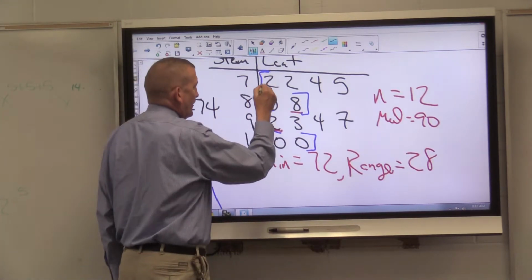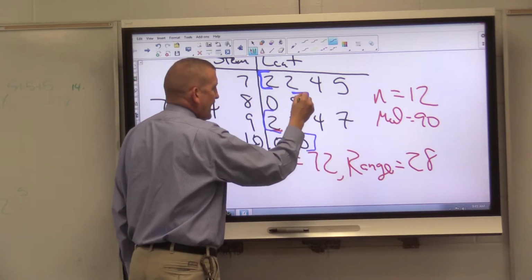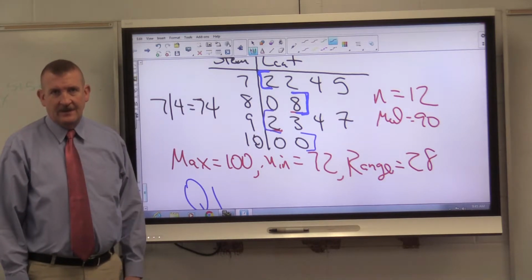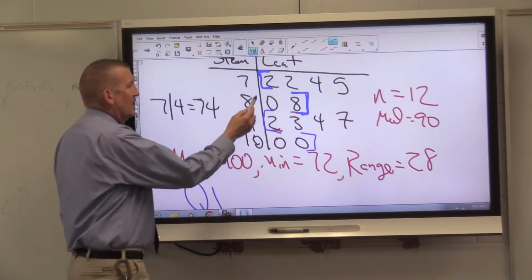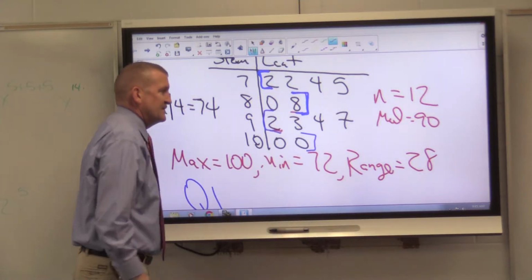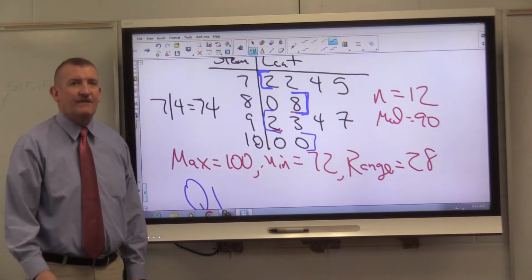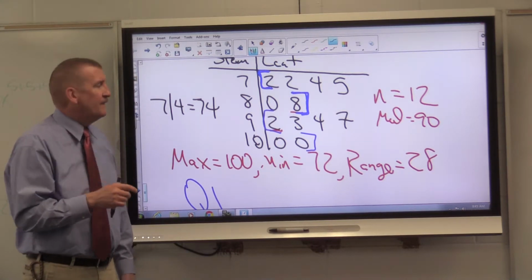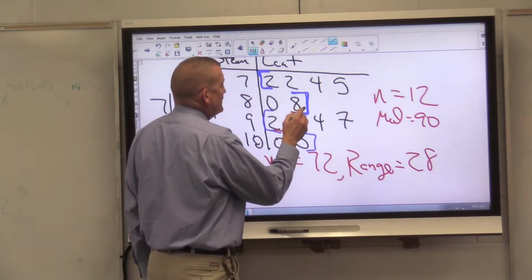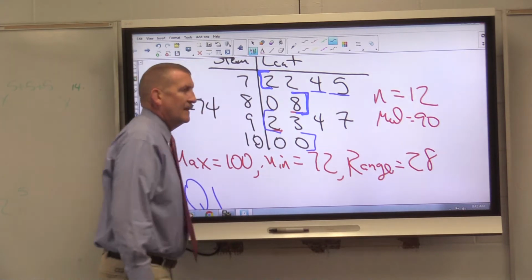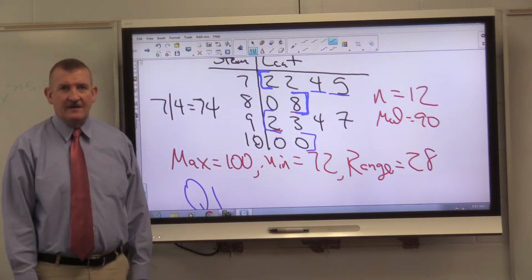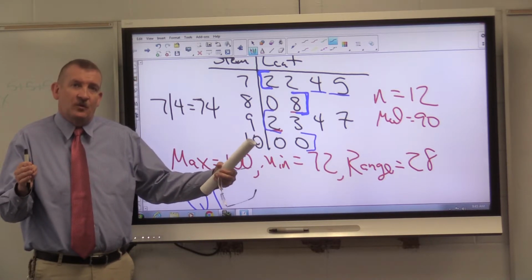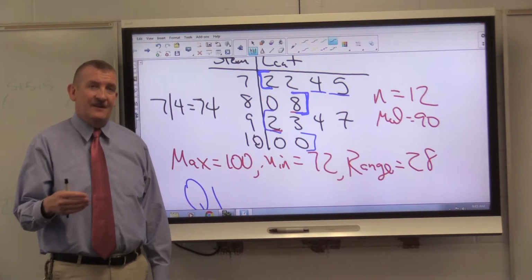Well, we just said, everybody look up here, my lower 50% of my data falls between 72 and 88. How many numbers are in that lower 50%? 1, 2, 3, 4, 5, 6. There's 6 numbers in that lower 50% of your data. So the median of my lower 50% is going to be the average of what? 74 and 75. Because since I have 6 numbers in the lower 50%, the median of that's going to be the average of the two middle numbers, 74 and 75.